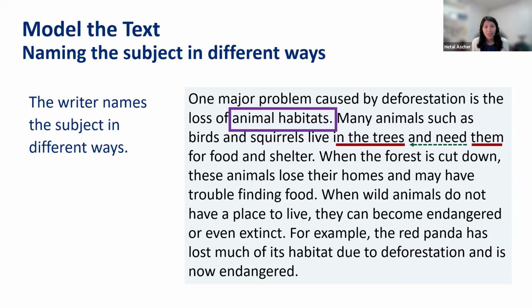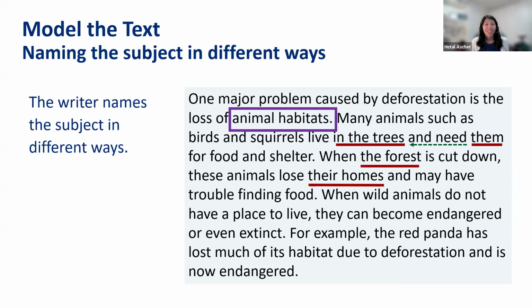So I might say, did you notice any animal habitats there? And hopefully they would notice that in the trees is actually an example of an animal habitat. And then we could connect that idea that the trees is the habitat and them is referring to the trees. And this can make the writing style a lot more clear for the students. And then I would go through, when the forest is cut down, these animals lose their homes and may have trouble finding food. So again, the author didn't say animal habitat. They talked about the forest instead, and homes, animal homes instead of animal habitat, right?